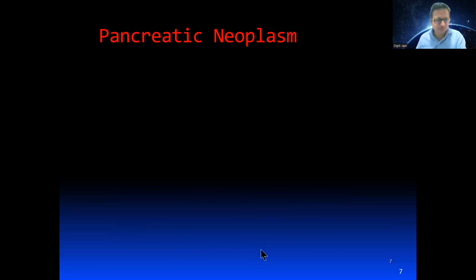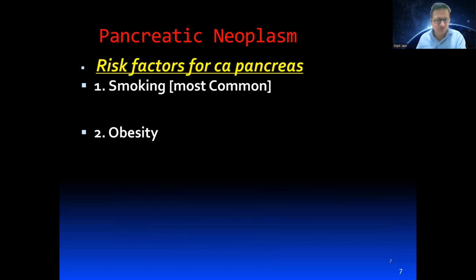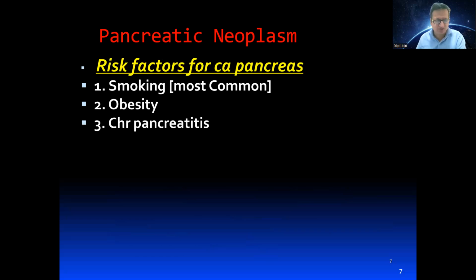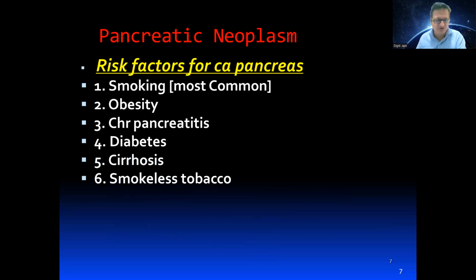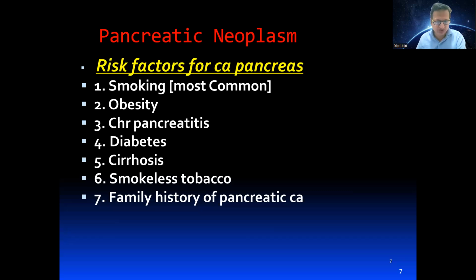Now, what are the risk factors for carcinoma pancreas? Smoking is the most common risk factor for carcinoma pancreas. Others are obesity, chronic pancreatitis, diabetes, cirrhosis, smokeless tobacco, family history of pancreatic carcinoma, and Peutz-Jeghers syndrome. These are the risk factors for carcinoma of the pancreas.